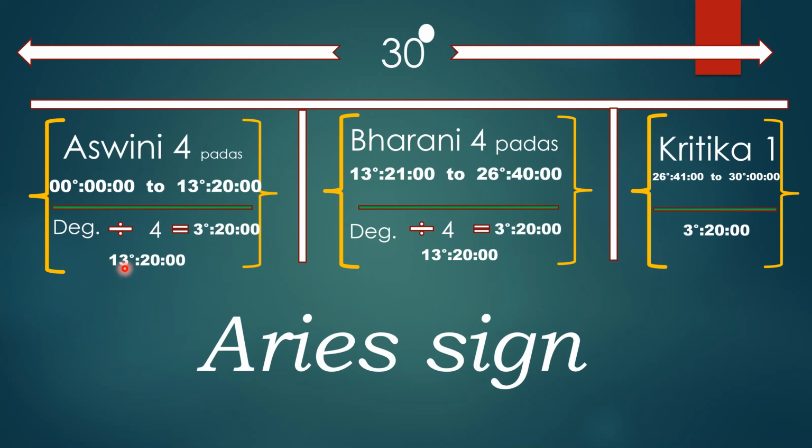We have 20 minutes, 4 times 20 is 80, okay? We have only 60 minutes in an hour, so 1 degree goes to the next one, and we have 20 minutes left over. 4 threes are 12 plus 1, 13 degrees 20 minutes. It's a very simple calculation. Ashwini has 4 padas. Each pada has 3 degrees 20 minutes, so we have 13 degrees 20 minutes for Ashwini. So Ashwini covers from 0 to 13 degrees 20 minutes.